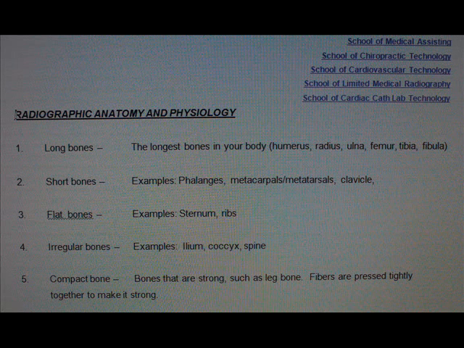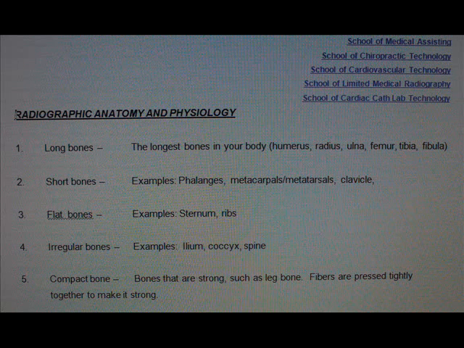Irregular bones. Some examples. Your ilium, even though it's concaved. Your coccyx, which is the tailbone, and definitely the spine. You can see how those are very irregular bones.